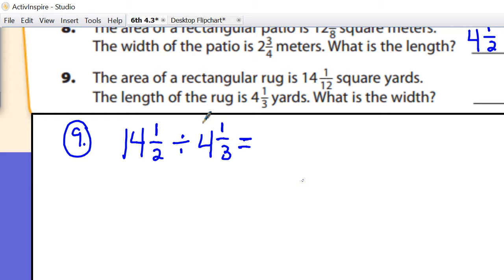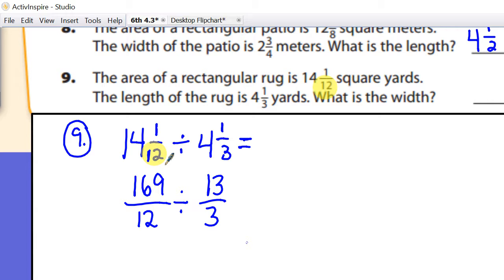Just like last time, the first step is to make them improper fractions. And I just noticed a mistake, before I've made it. If you go back and reread the question carefully, the area is 14 1/12, and I wrote 14 1/2. So right off the bat, I'm going to fix that to 14 1/12. 14 times 12 is 168, plus 1 is 169, and the denominator stays 12. 4 times 3 is 12, plus 1 is 13, 13/3.